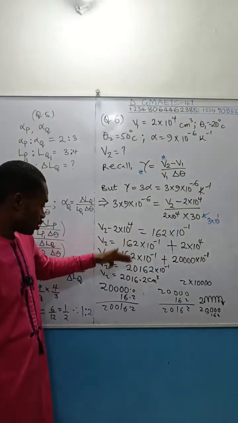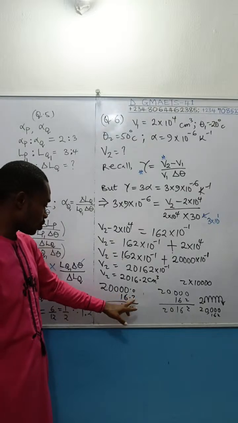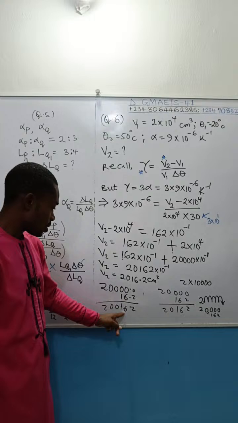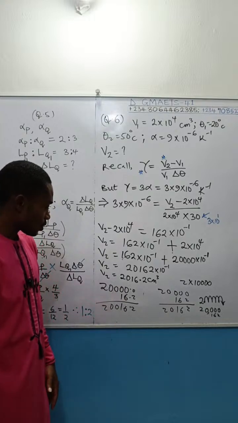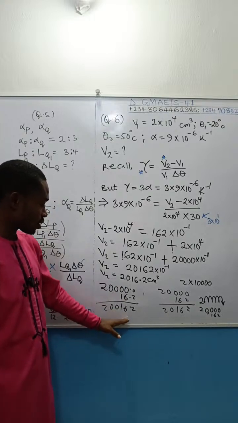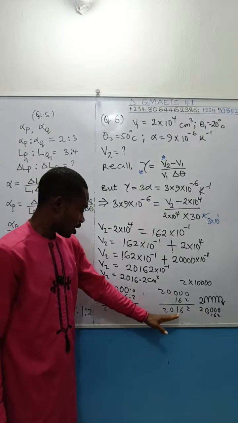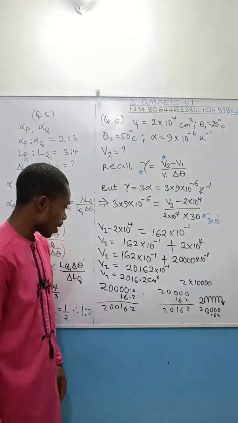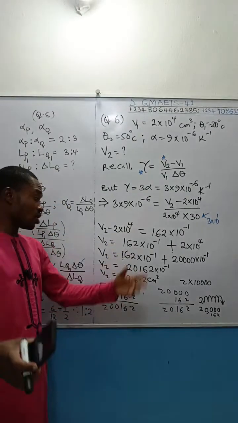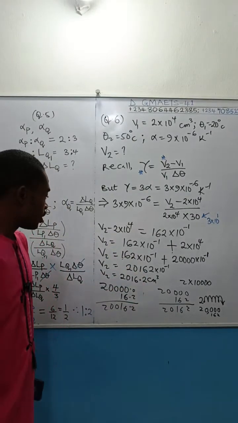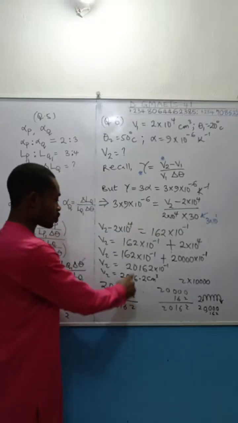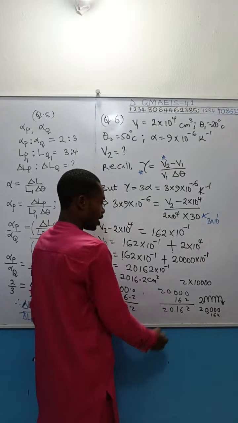20,000. I have this 162.2. So why is it 20,016? And then this is giving us 20,162. I don't know why it is that way. We're supposed to get the same result if I choose to solve straight on or I choose to convert.